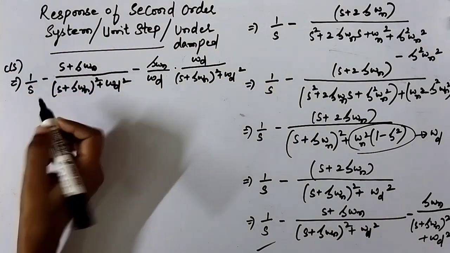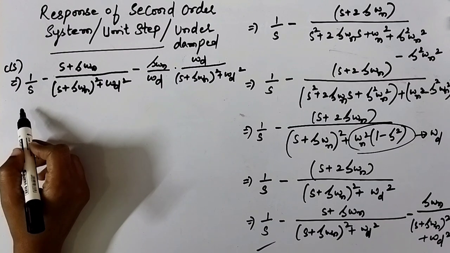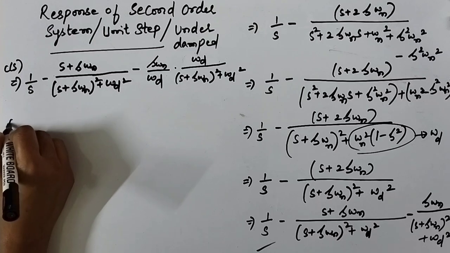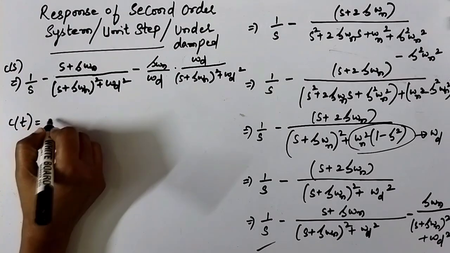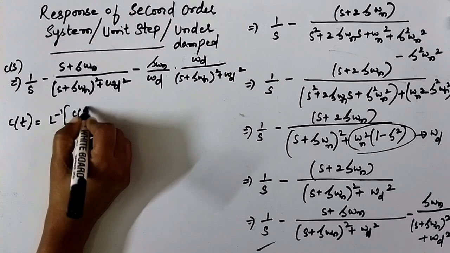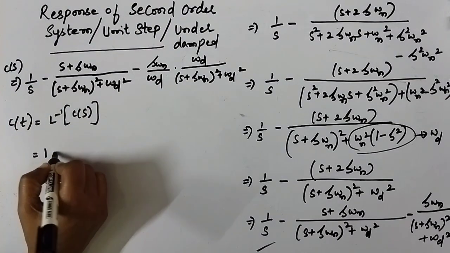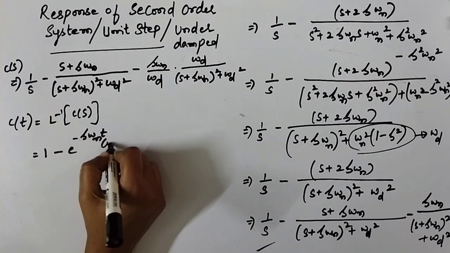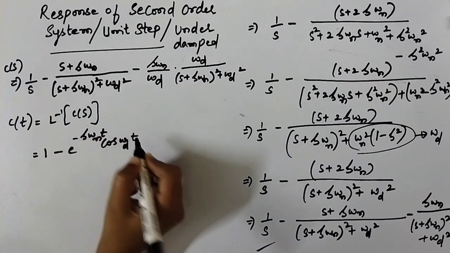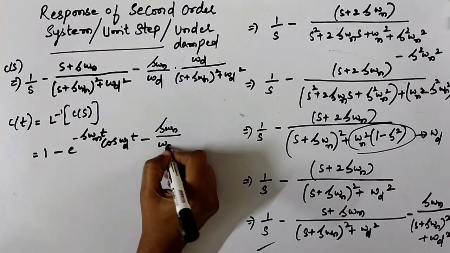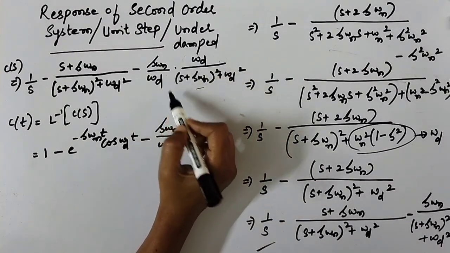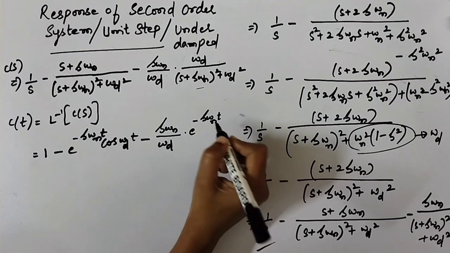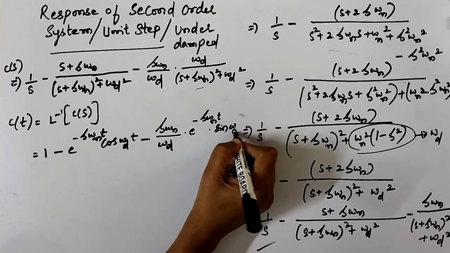This is C of s in the s domain. We are supposed to get the response in the t domain. For that we are supposed to find the Laplace inverse. So C of t is nothing but the Laplace inverse of C of s. Laplace inverse of 1 by s is nothing but 1. This would be e power minus zeta omega n t cos omega d t minus zeta omega n by omega d into, for this expression, e power minus zeta omega n into t into sine omega d t.